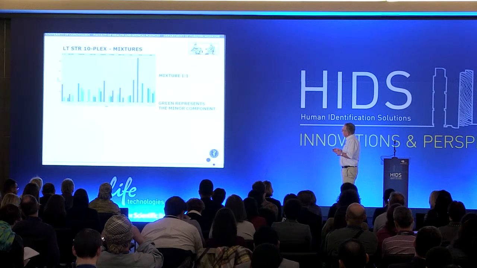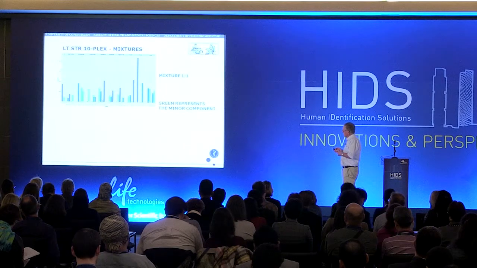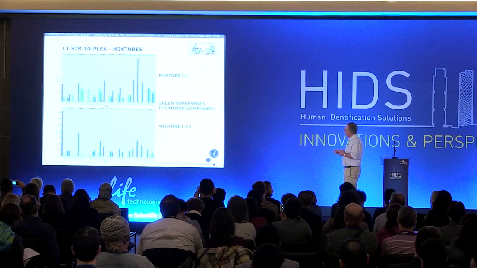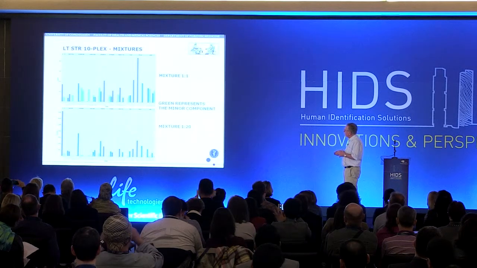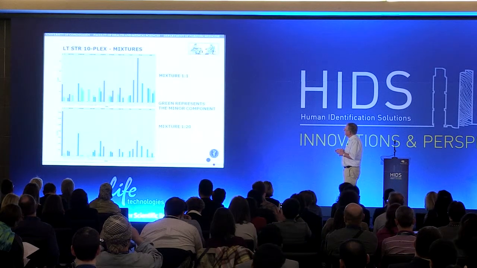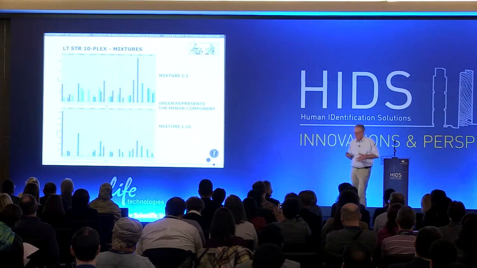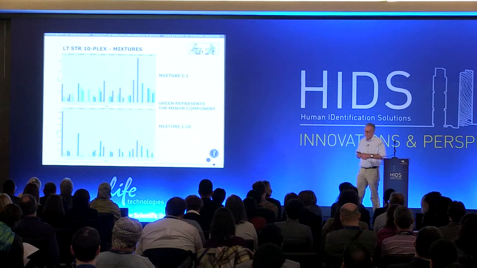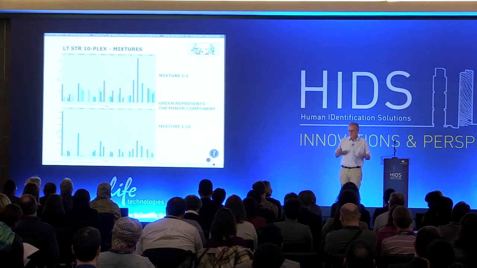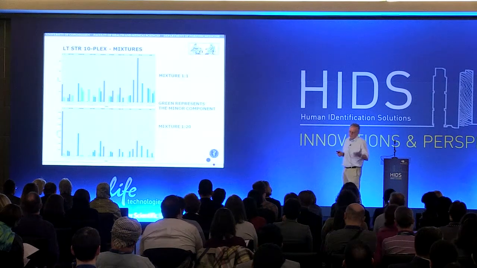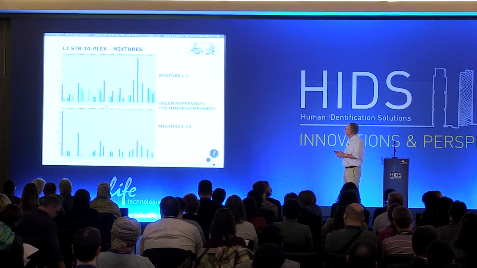This is a 1-to-1 mixture, so they should be equal. And here we have a 1-to-20 mixture, and the green ones down here represent the minor component. Again, these results are promising, and we are going on with this. We're not going on with the 10-plex because it's a little bit old-fashioned now, so we are doing other things than this.